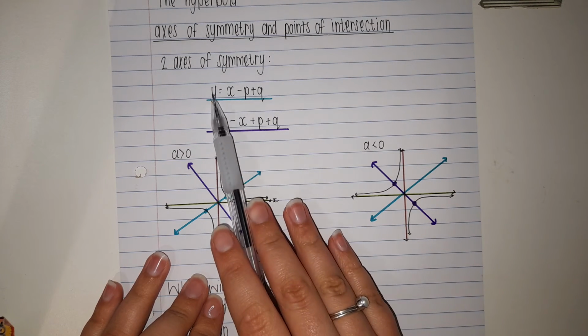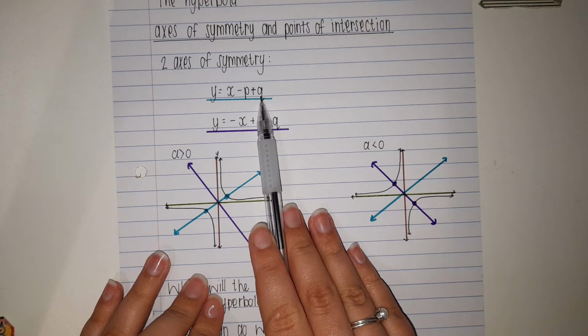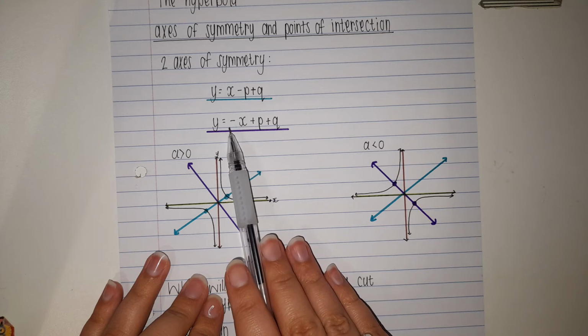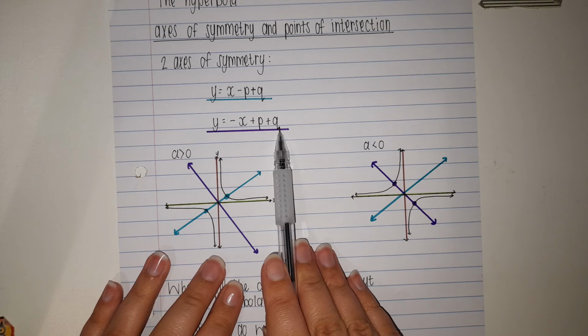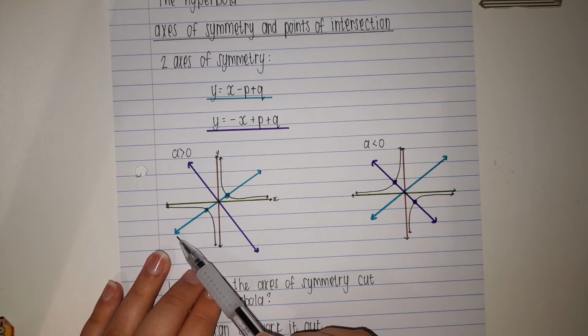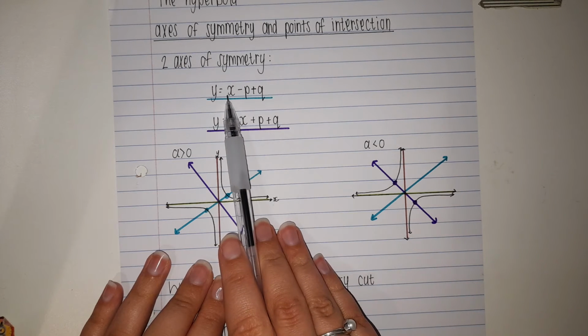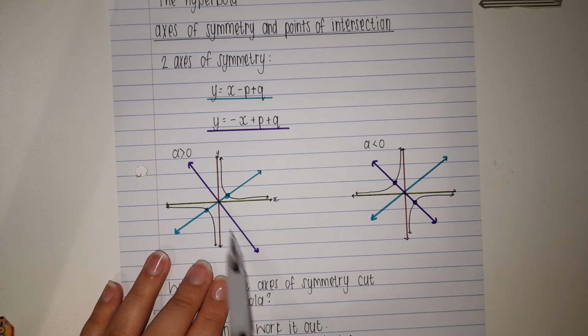So the first equation is y equals x minus p plus q, and the other axis of symmetry is just completely the opposite of it, which is y equals negative x plus p plus q. As you can see, this one has a positive gradient, and the other one has a negative gradient.